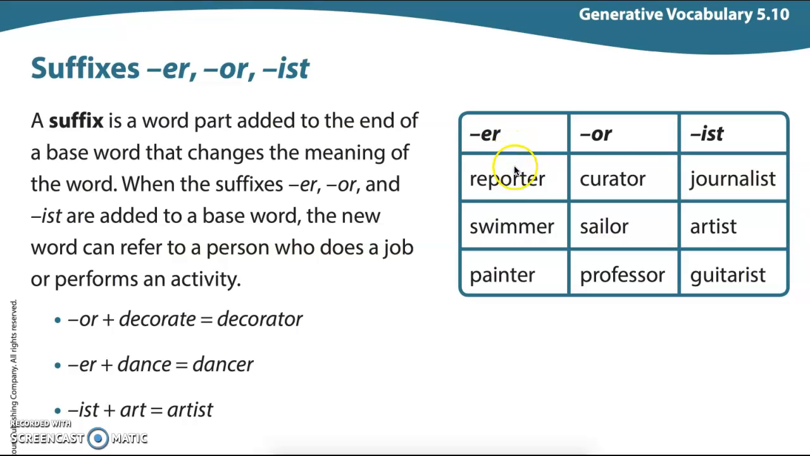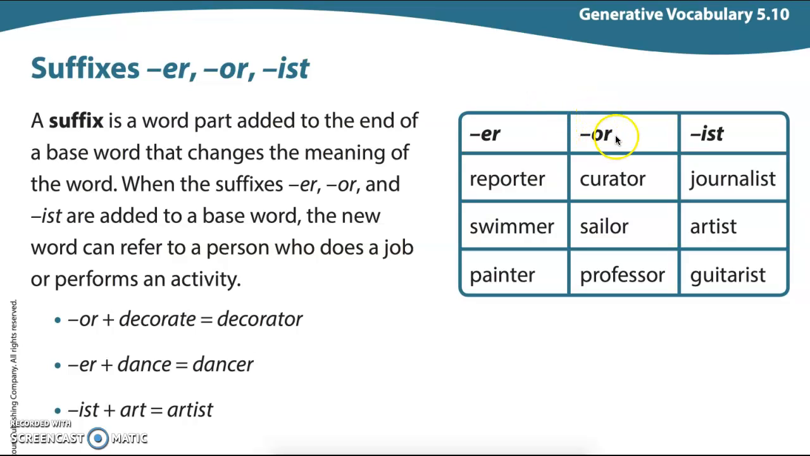In the er category, we have reporter, swimmer, and painter. So now if I didn't know what a reporter was, I could use my knowledge of this suffix and say, okay, well, the base word is report. And so a reporter must be somebody who reports. So an example of this might be: the reporter is known for her interviews of celebrities. That's what that reporter is focused on.